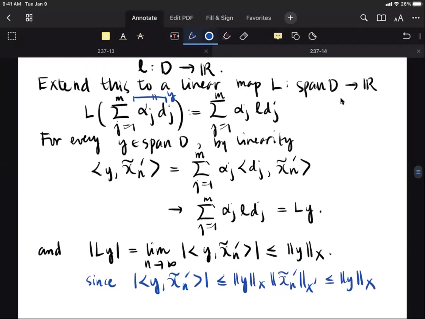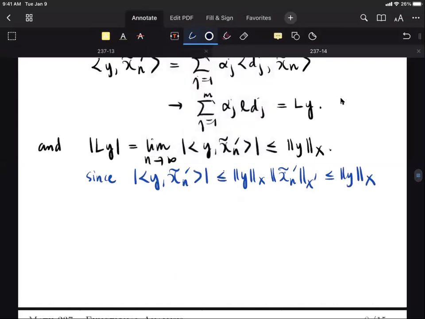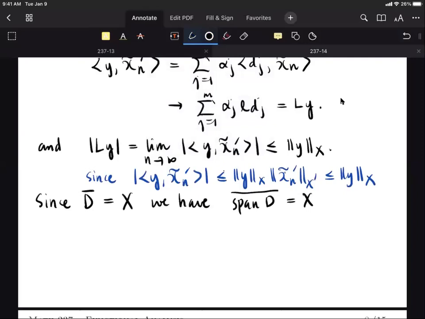So we can now extend, by the density, since D is dense in X, we also have the closure of the linear span is also X. Well, what you can observe is that, of course, the span is larger than the set. The closure of the larger set is larger, so you have this. And this is a subset of X. So therefore you have equality.